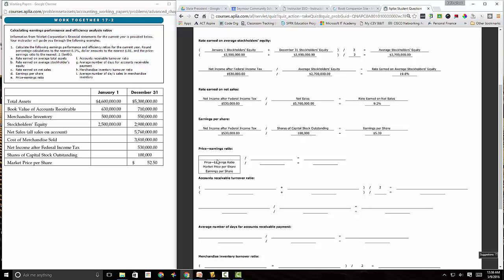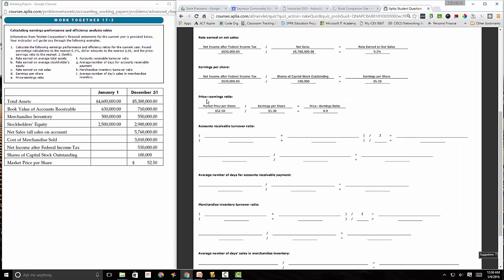Price earnings ratio is my market price per share divided by my earnings per share. Market price per share right here, the share of stock is selling for $52.50. Earnings per share is 5.30. My price earnings ratio is 9.9 times.